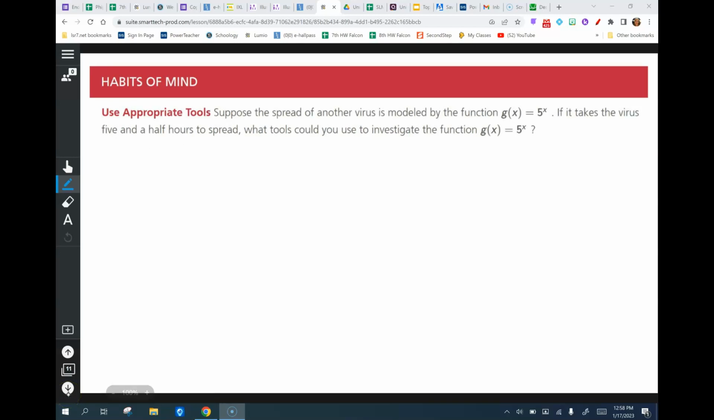Okay, for habits of mind in your book, it says, suppose the spread of another virus is modeled by that same thing. If it takes the virus 5.5 hours to spread, what tools could you use to investigate this? Well, we're already using Desmos, but also just use a calculator and take 5 to the 5.5 and find out what that is equal to. So a graphing calculator, or you can just use a regular calculator. It doesn't even have to be a graphing one. We can use Desmos to do that.